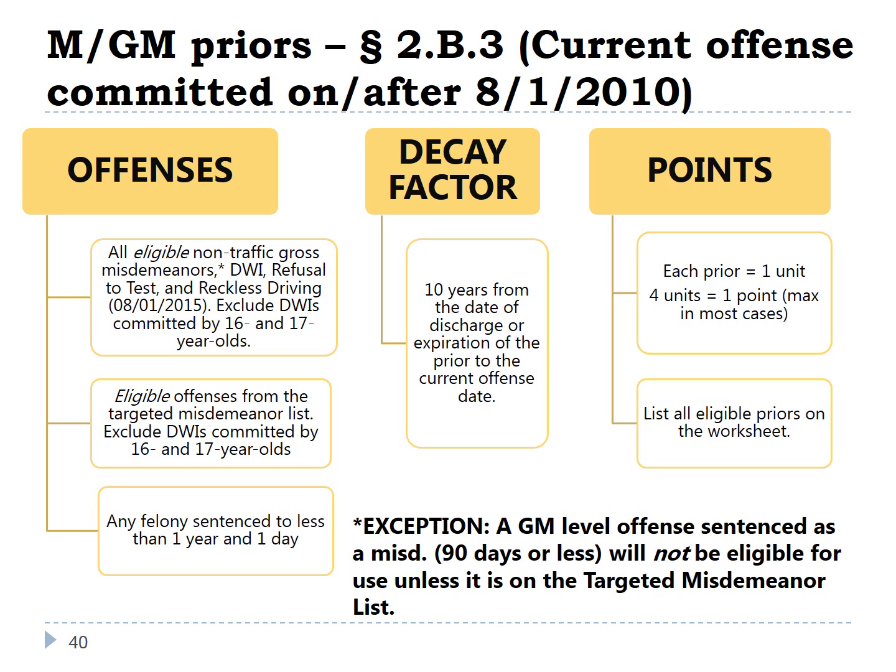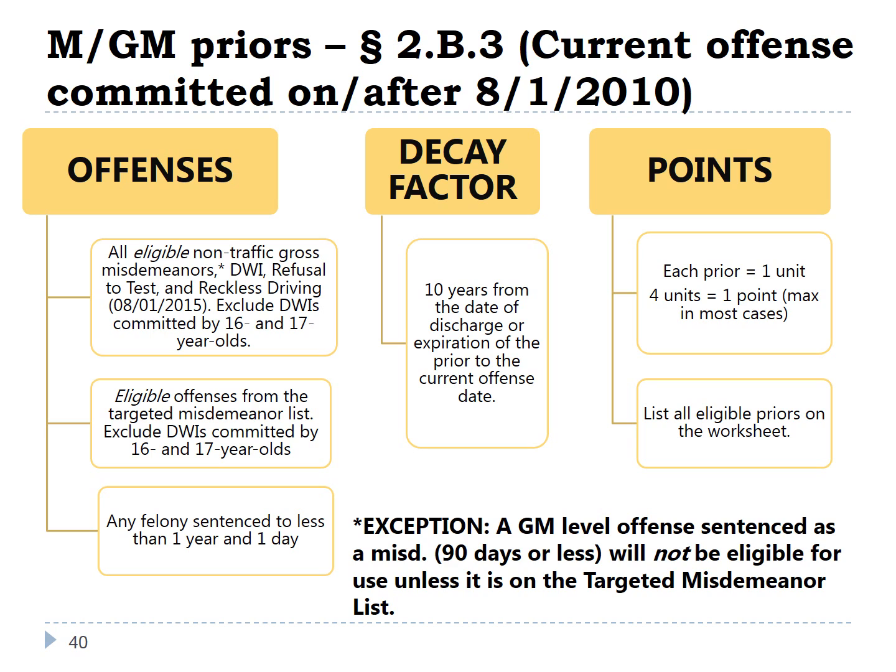This is the section of criminal history that you place the felony offenses sentenced as misdemeanors or gross misdemeanors. Those offenses don't have to be on the targeted misdemeanor list to include them. But if a gross misdemeanor is sentenced as a misdemeanor, that one must be on the targeted list.